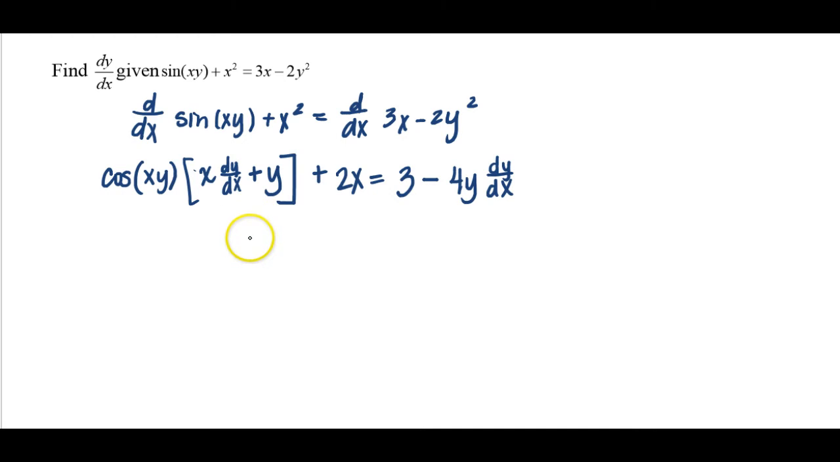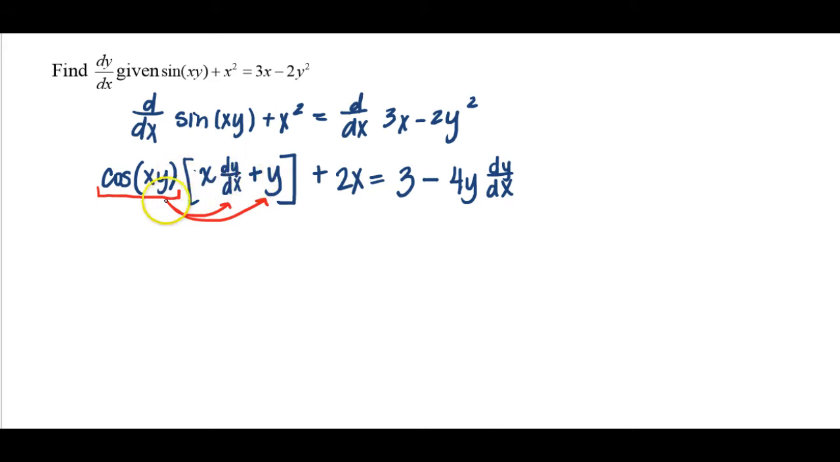Alright, so now, here's where it gets interesting. I'm going to try to use color to indicate what we're doing and why we're doing it. So cosine xy is one whole thing on the outside of a sum. So I have x dy/dx plus y. So this whole thing, one thing on the outside, is going to have to distribute to both pieces that are being added together. So I'm distributing here.